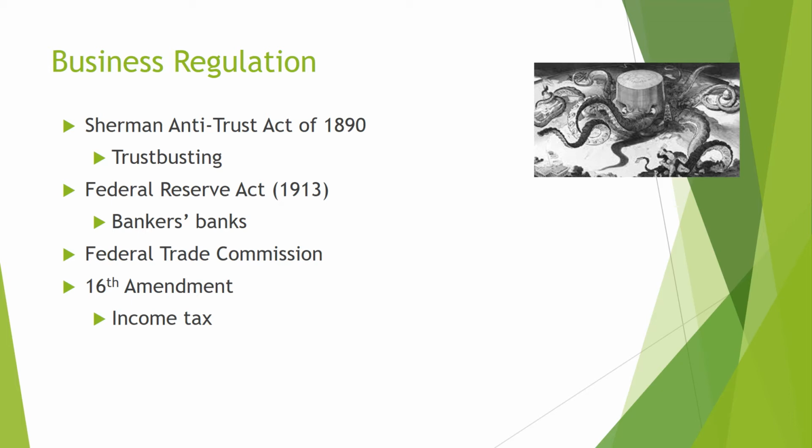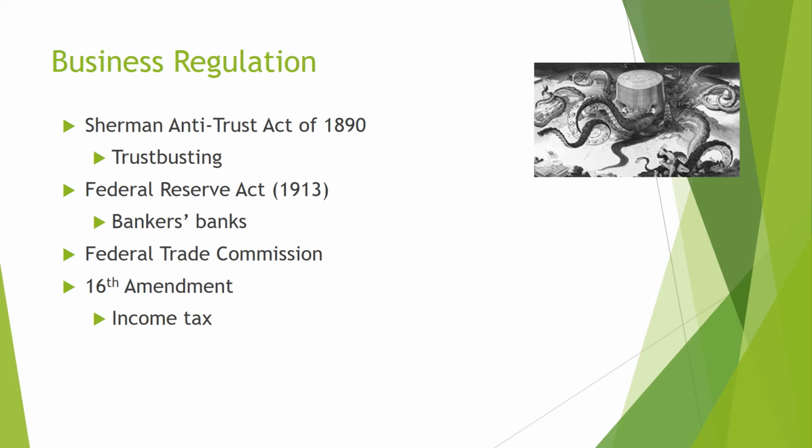The Federal Trade Commission was created during Woodrow Wilson's presidency, and it replaces Roosevelt's earlier watchdog agency, the Bureau of Corporations. This is a 5-member commission that would define unfair trade practices and be able to issue cease and desist orders when it found evidence of unfair competition among businesses. The FTC, of course, is still with us today.